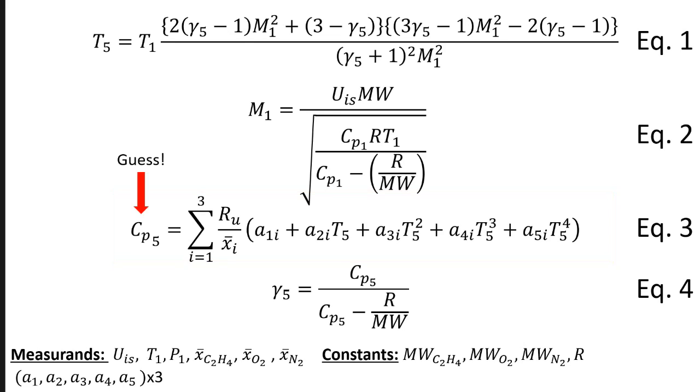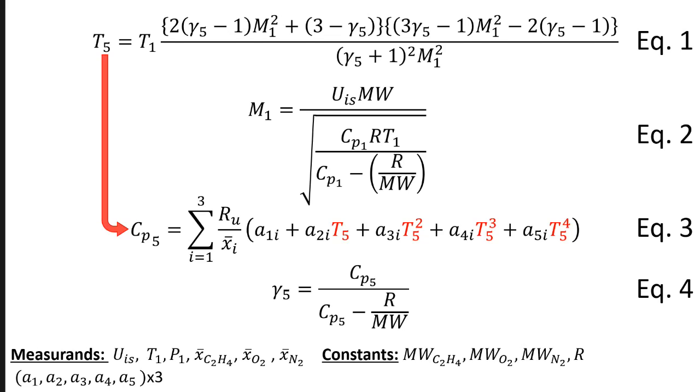We simply make an initial educated guess for the value of CP5. Then we can plug that value into equation 4, 4 into 1, and 2 into 1, and solve for T5. That value is just our first best guess at T5, but it can be plugged back into equation 3 to give an updated value of CP5, and we can repeat or iterate the process several more times until the values of T5 and CP5 stop changing, which we call convergence.